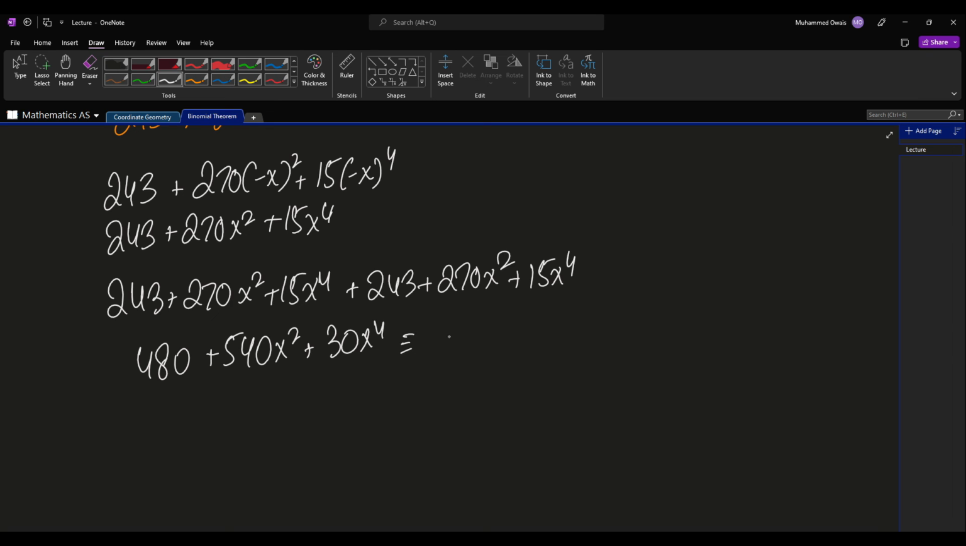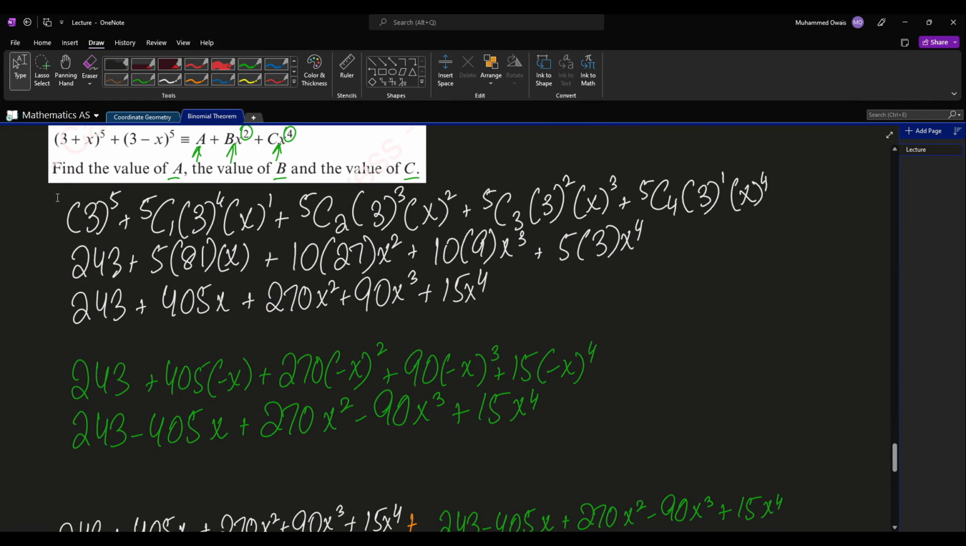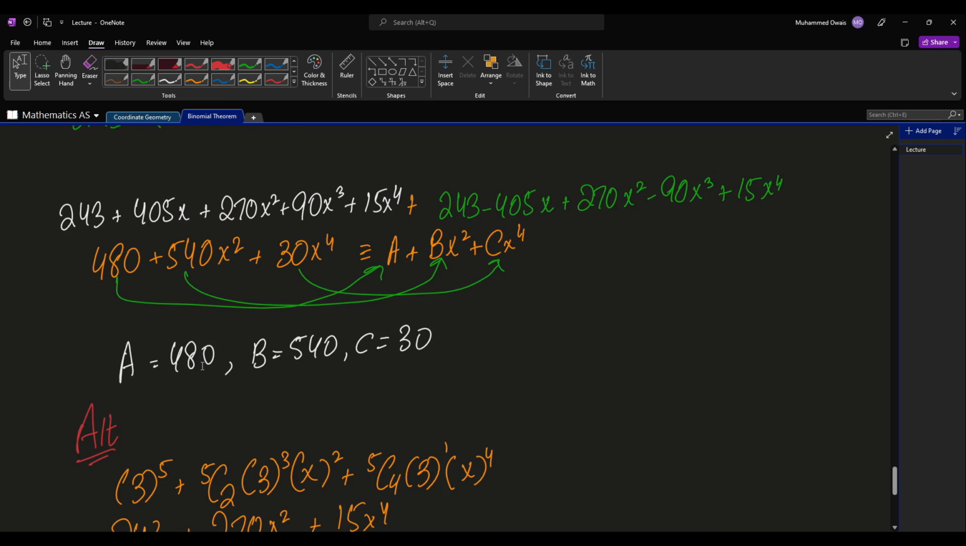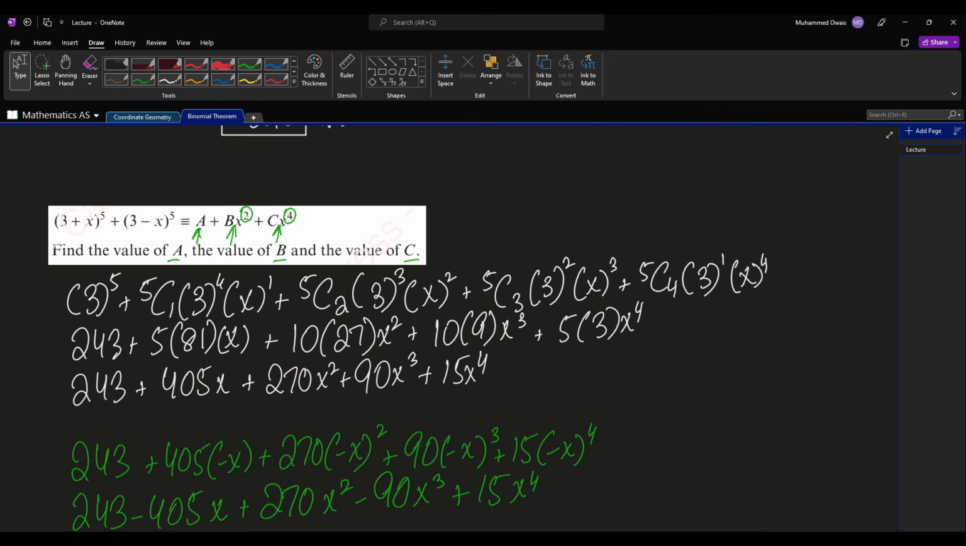And now we can just compare these with a plus bx square plus cx4. So a is now 480, b is 540, and c is 30. See, much simpler, much shorter than our previous method. So all you need to do is next time utilize more of your thinking capacity, and you can do it this way as well. More questions in the next class.